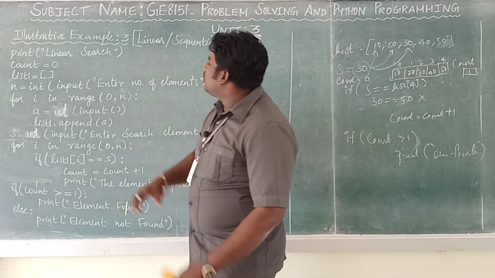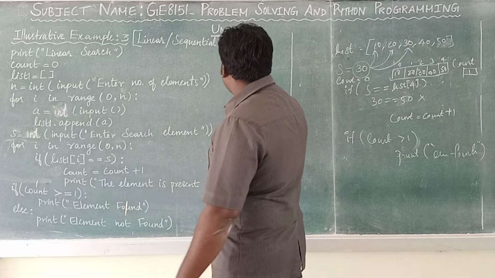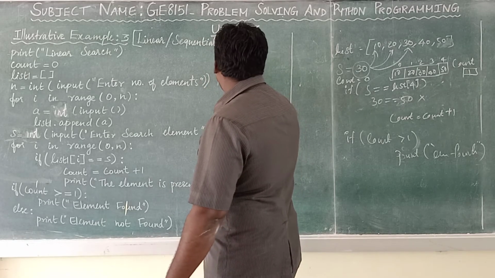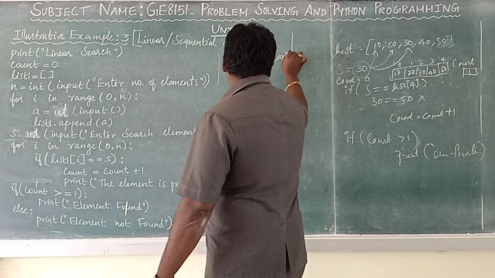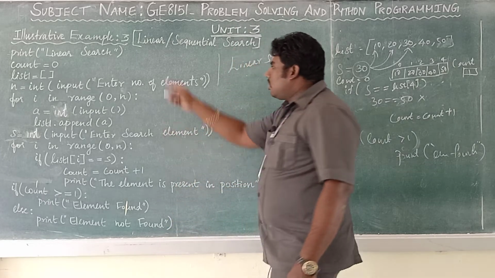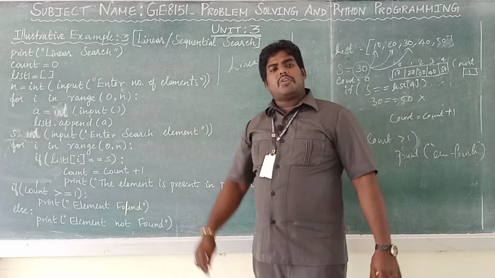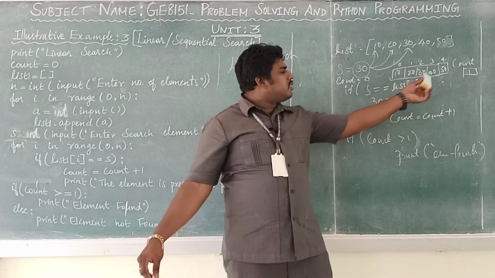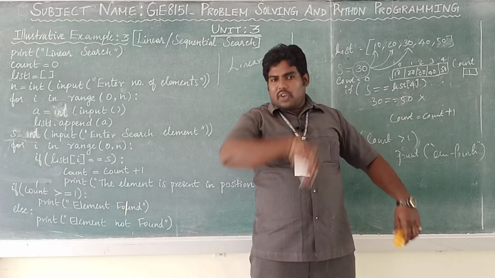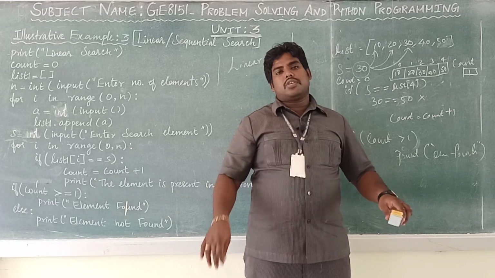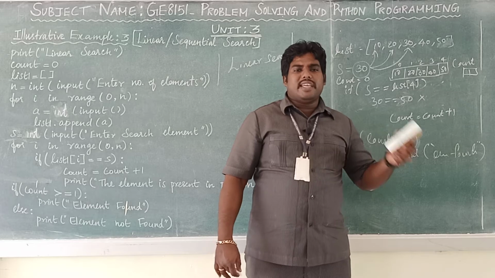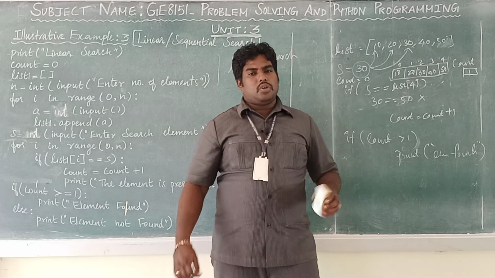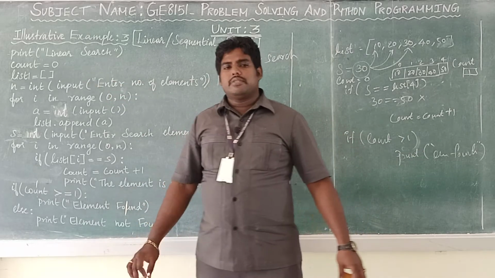For that, as per this program, first it will print linear search. Okay. It will print linear search. Then counter equal to 0. Why do I use counter equal to 0? As per your logic, I need the counter. At first I am fixing counter as 0. Whenever I am searching and finding the element, I will increase the counter value. So I am fixing count equal to 0.